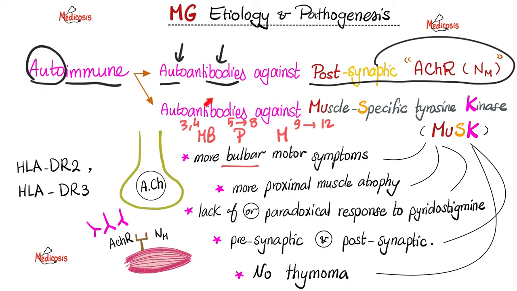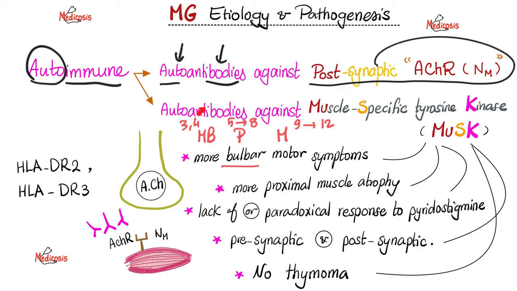Now, what do all of these cranial nerves supply? They supply the eye muscles, they supply the face with sensory and motor innervation, and they supply the tongue, the pharynx, and the larynx, etc. So all of these are called the bulb. So the symptoms caused by problems in these nerves will be called bulbar symptoms. Since myasthenia only affects skeletal muscles, therefore, we'll have bulbar motor symptoms.